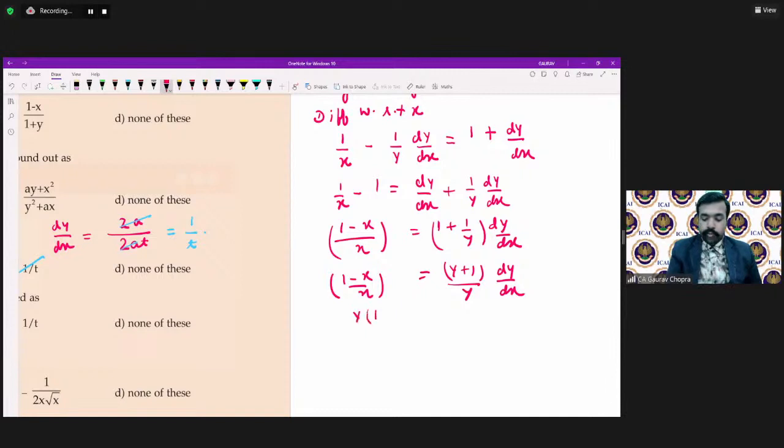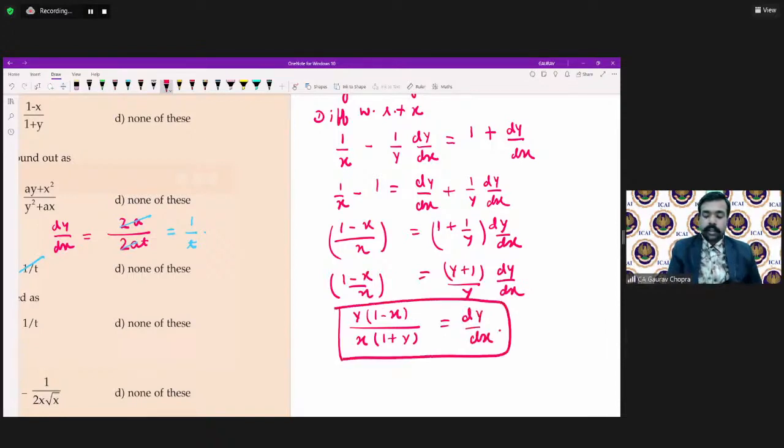So y into 1 minus x divided by x into 1 plus y is equal to dy by dx. So this is the final result: y into 1 minus x divided by x into 1 plus y.